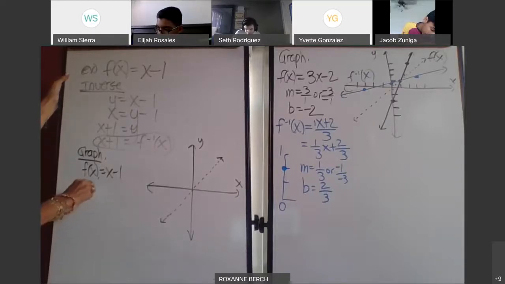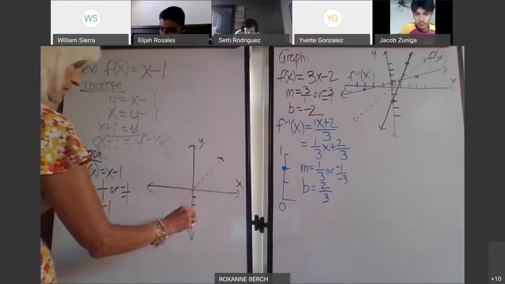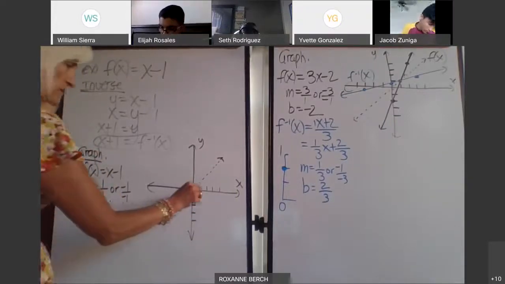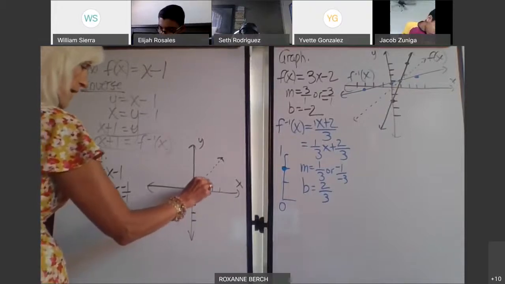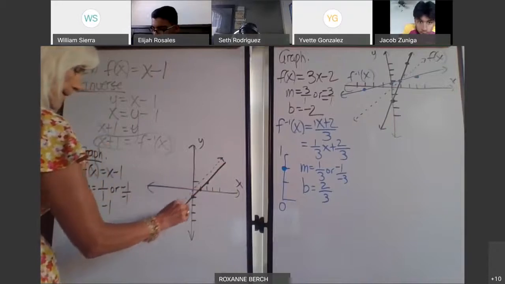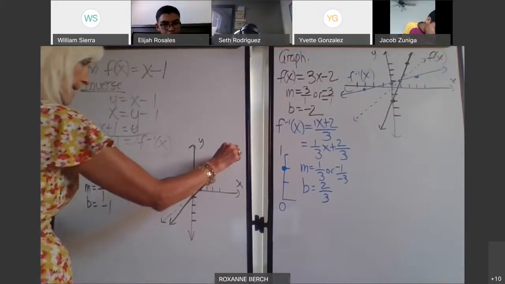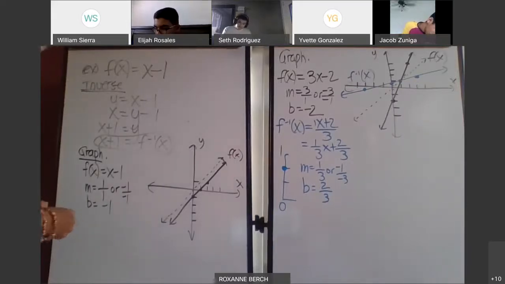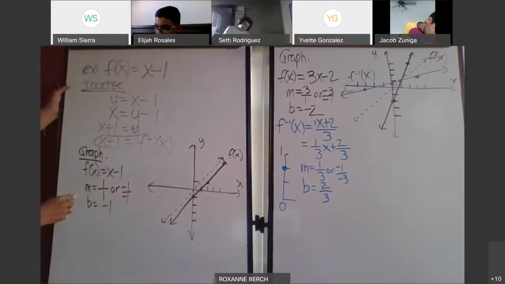So the slope is up 1, right 1, up 1, right 1, or down 1, left 1, down 1, left 1, and the y-intercept is -1. So you start at -1, and you go up 1, right 1, up 1, right 1. Let me get this graph. F of x. Try to shove the inverse in here.